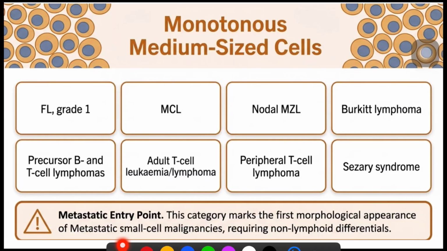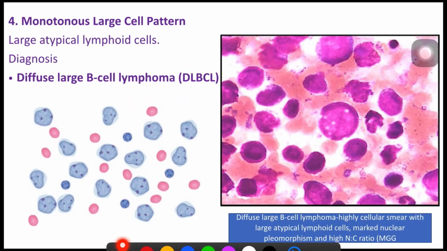So, these are the differential diagnoses when you find monotonous medium sized cells: follicular lymphoma grade 1, Sézary syndrome, along with all different types of lymphoma, but Burkitt lymphoma is common. So, here this is the metastatic entry point, and this category marks the first morphological appearance of metastatic small cell malignancies, which require non-lymphoid differentials. So, sometimes this type of cells may be present in this category.